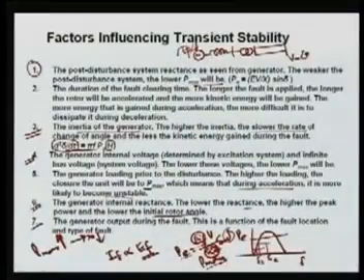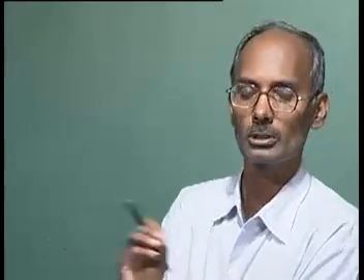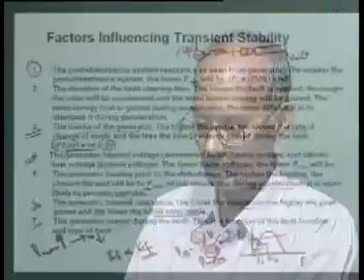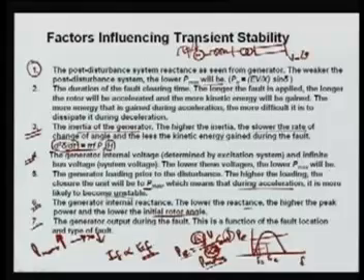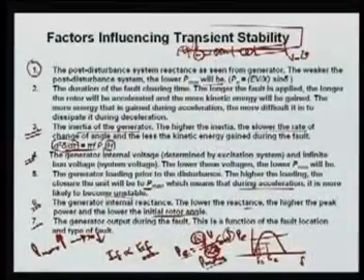Another factor is the generator output during the fault. During the fault, if it is a dead short circuit and it is unable to feed power, there will be huge acceleration. But if it is feeding some power to the system, then it is still less severe. So this is a function of fault location and fault type. Which type of fault has occurred? Where is the fault? All these are dependent. So fault location and fault type are also factors which influence the transient stability of the system.